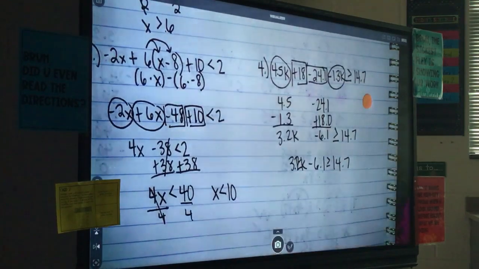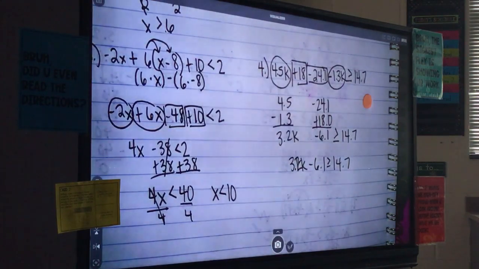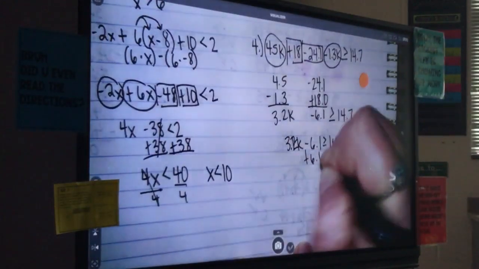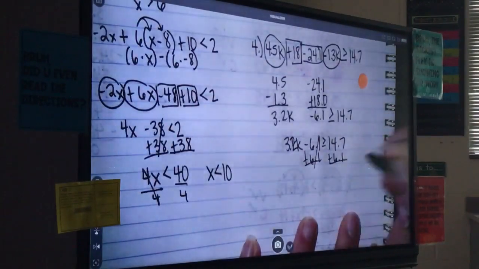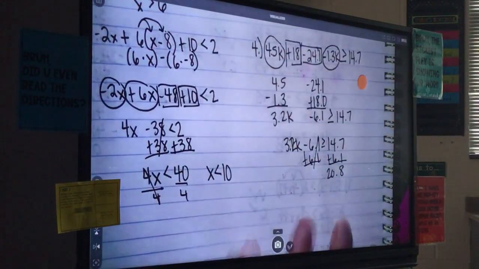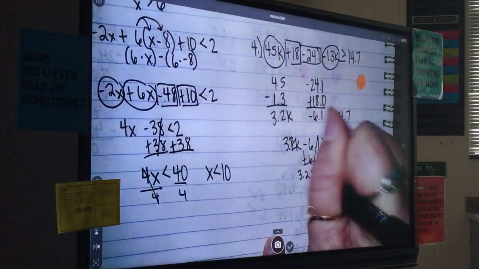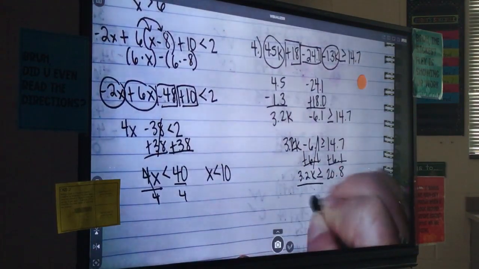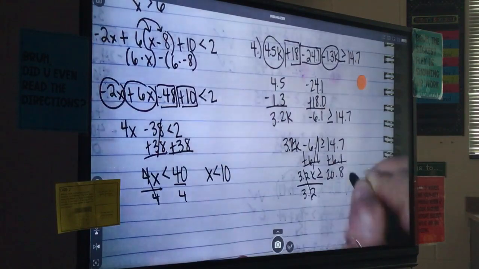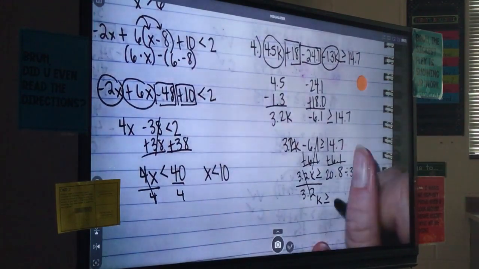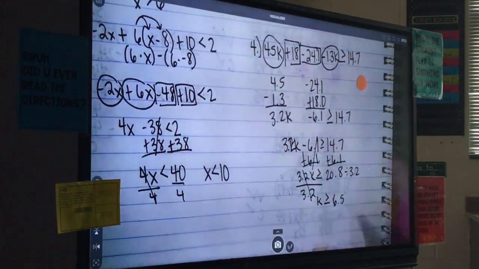All right, so then from here, I have 3 2/10K minus 6 1/10 is greater than or equal to 14.7. All right, what do I do next, Braden? You have to add 6.1 because there's already a constant on the other side. And then you gotta add to the 14. Okay. So I end up with 20.8 on one side. And you gotta bring everything down. Okay. 3 2/10K on this side. And then what do I do? Now you gotta divide by 3.2. You should get 6.5 or negative 6.5. No, just 6.5. Yeah. That's what you get.